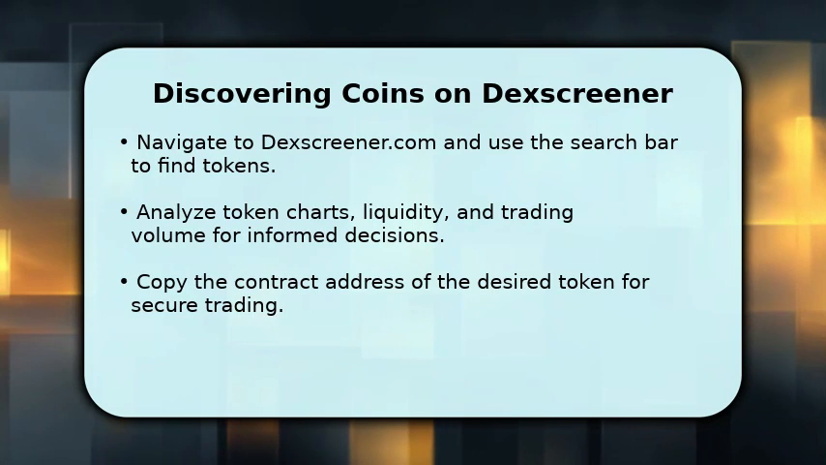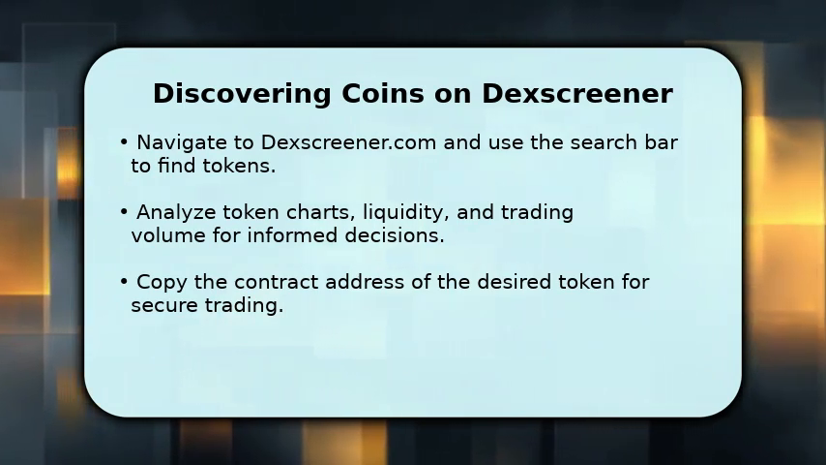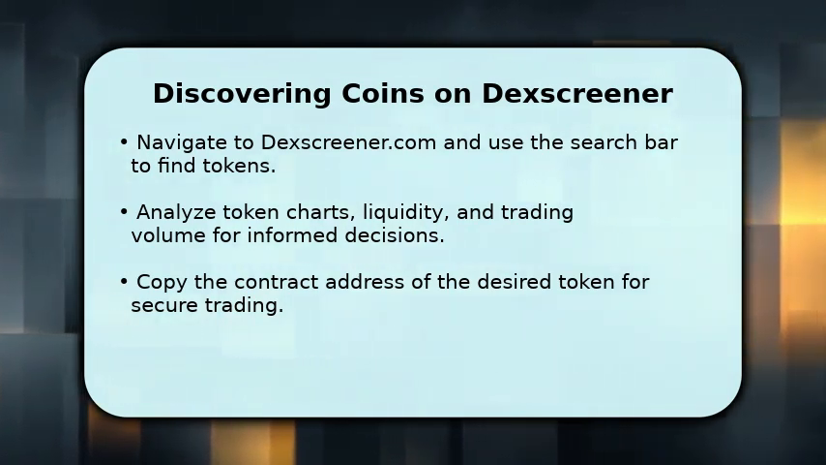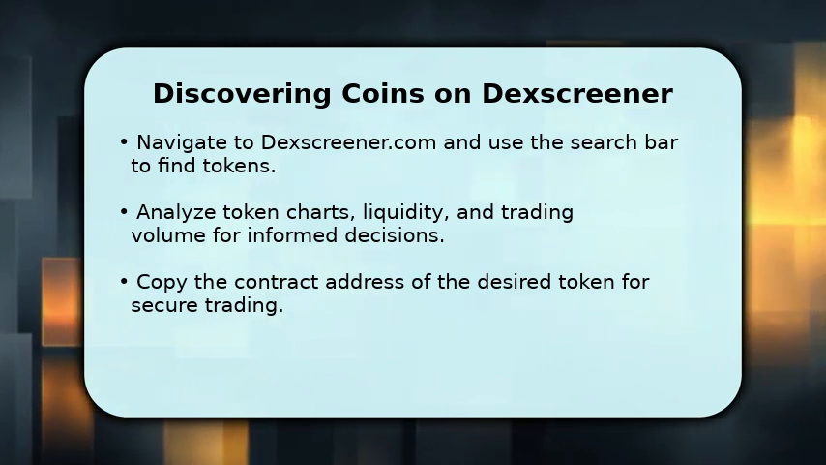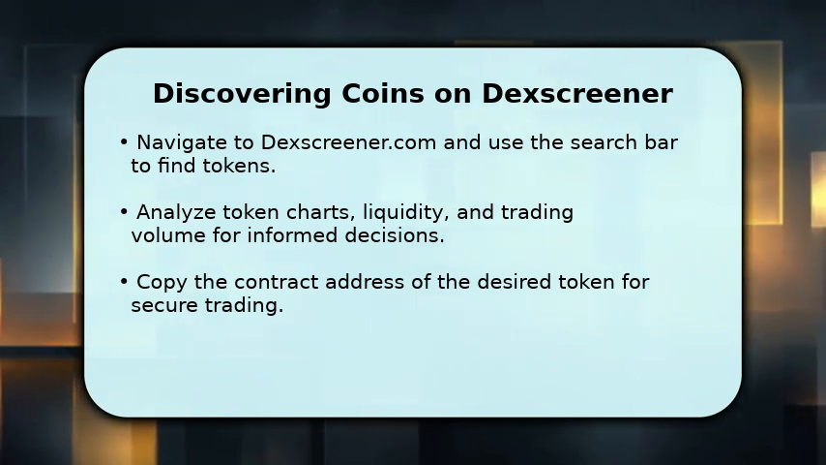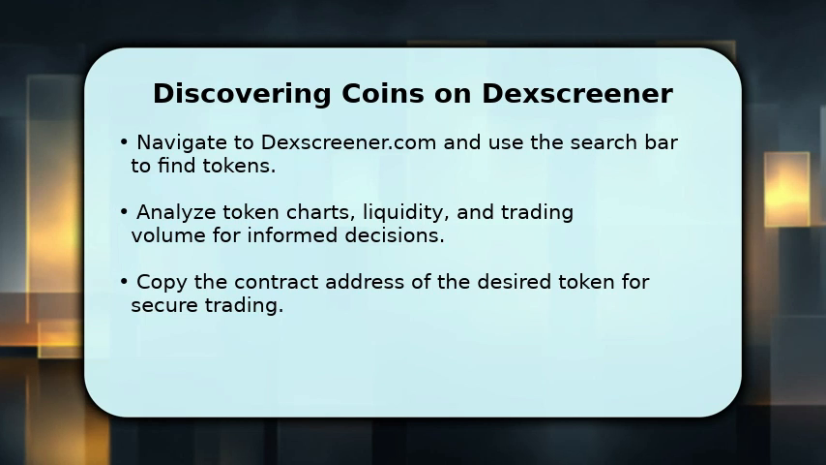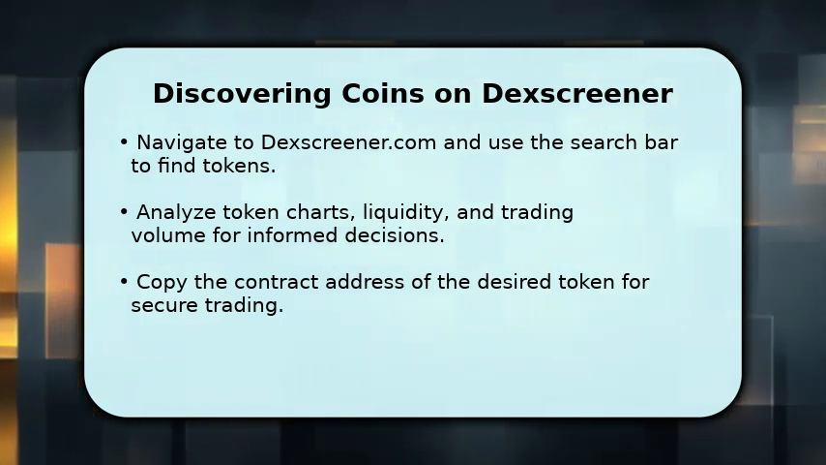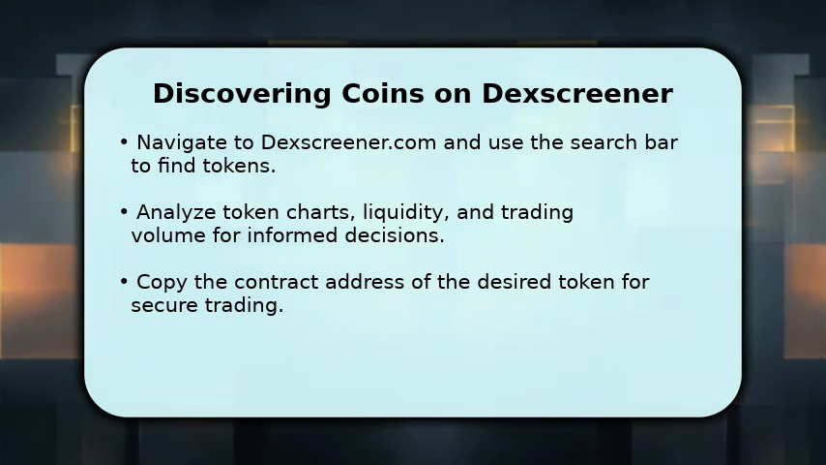Next, head over to Dexscreener.com. Use the search bar to find the specific coin you're interested in. It's important to review the token's chart, liquidity, and trading volume to assess its viability. Once you've identified a coin, carefully copy its contract address. This address is essential for ensuring you're interacting with the correct token and avoiding scams.